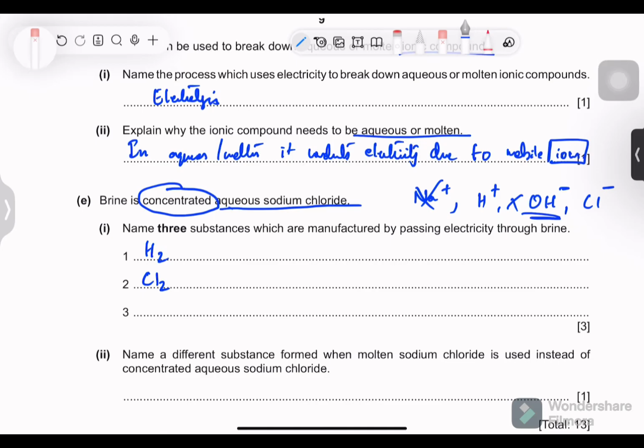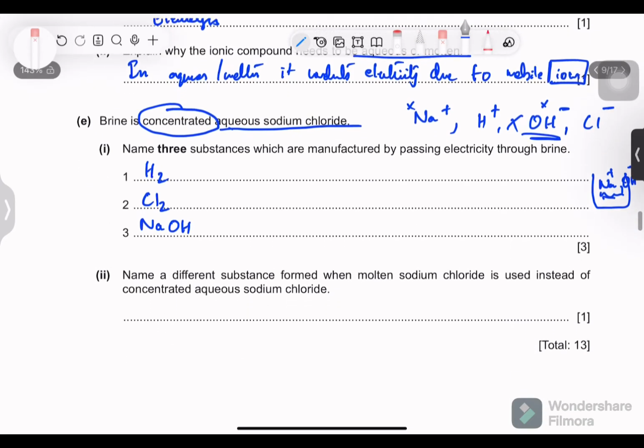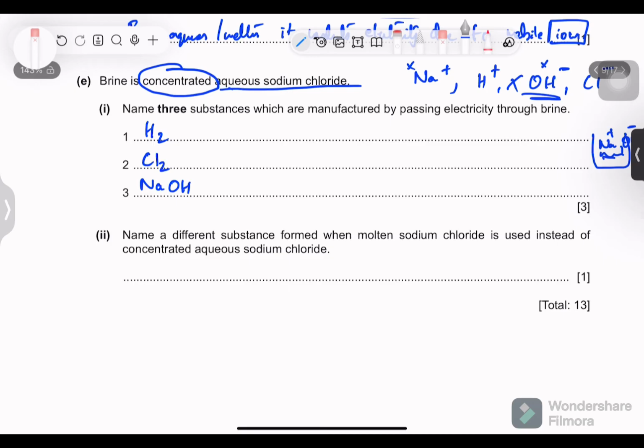Next, what will happen is that the Na won't discharge and the OH won't discharge. So the only thing which will remain in the electrolyte solution will be Na plus and OH minus. When most of the cations and anions have been discharged, they will react, and NaOH, sodium hydroxide, will be formed.